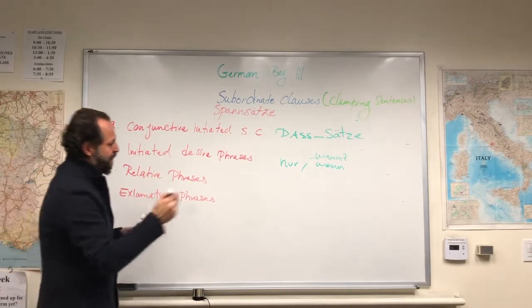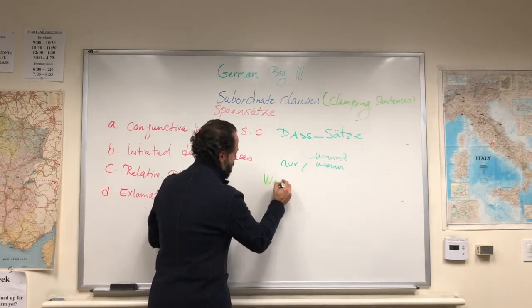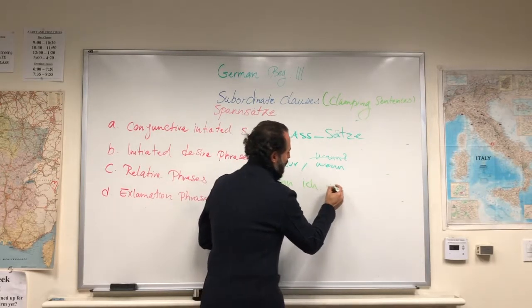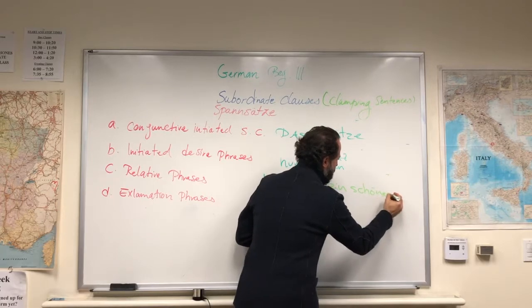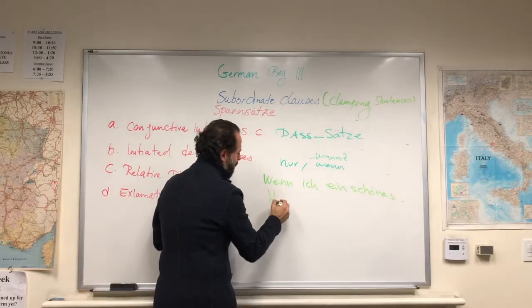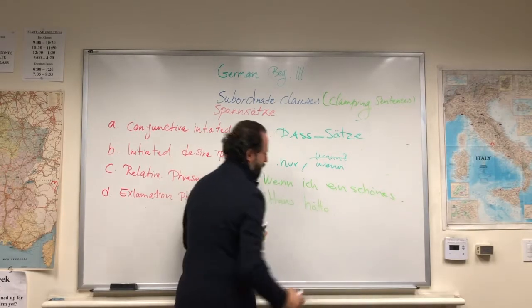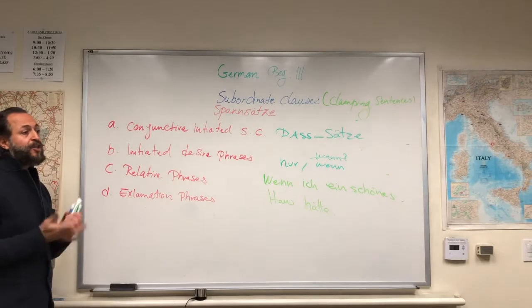For example, if I would say, wenn ich ein schönes Haus hätte. Wenn ich ein schönes Haus hätte. So this is a wish set phrase.